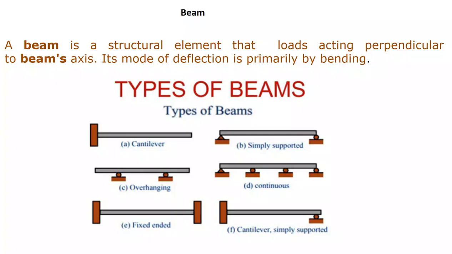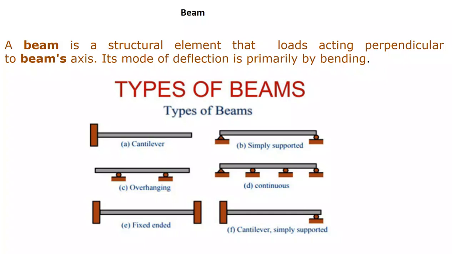Then the continuous beam: one end is on a hinged support, and the other ends are provided with multiple supports of different types. A single beam having n number of supports is called a continuous beam. And then the fixed beam, where both ends are fixed. At both ends, the degrees of freedom are zero. That is called a fixed end.